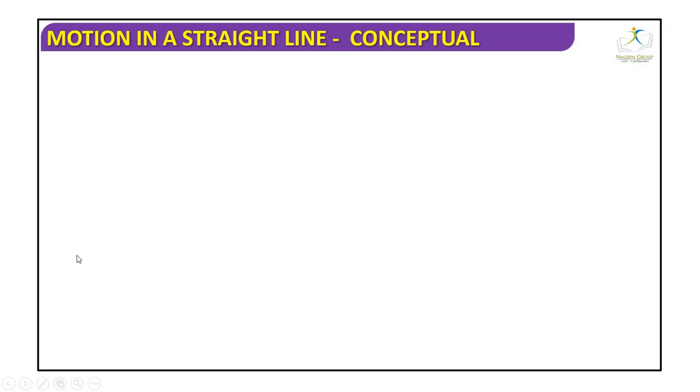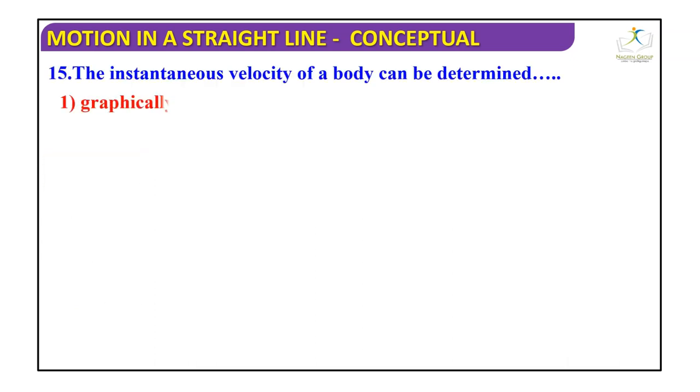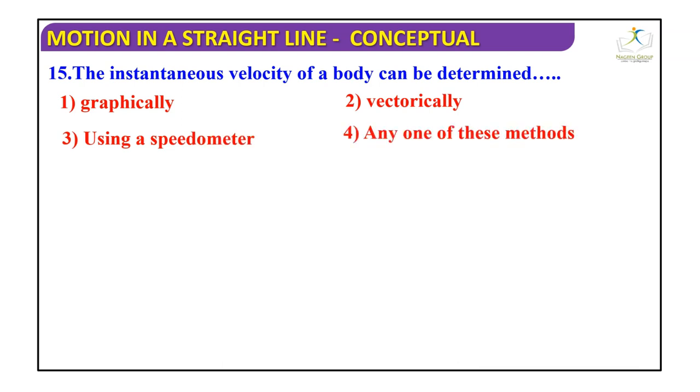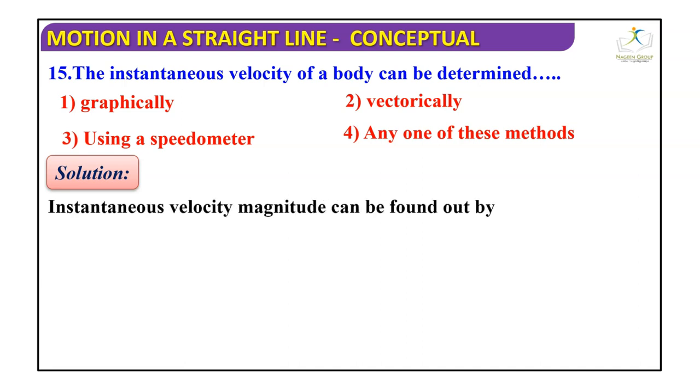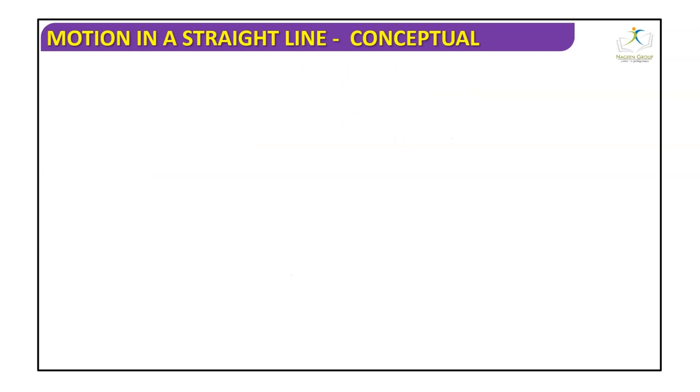Now the next question, we did this question already. The instantaneous velocity of a body can be determined graphically, vectorially, and using a speedometer, or any one of these methods. Solution: instantaneous velocity magnitude can be found graphically from the x minus t graph, vectorially like by dx by dt, and third by a speedometer. The correct answer is option number 4.